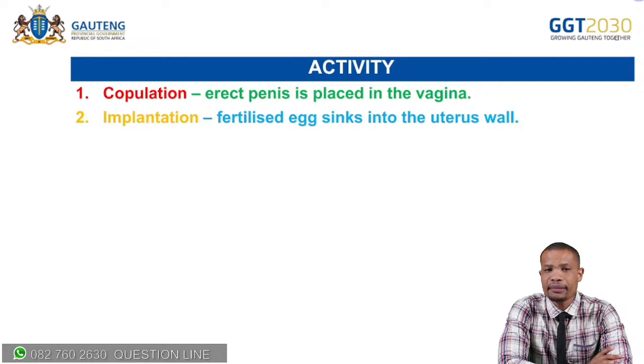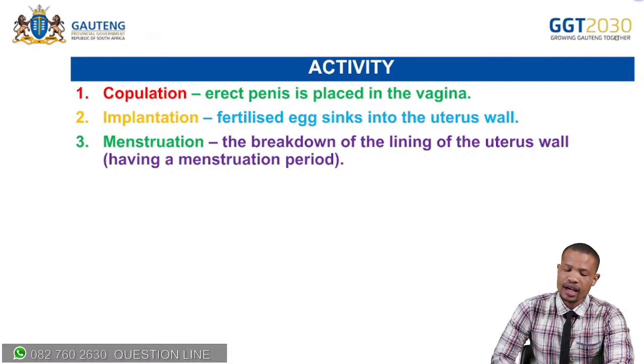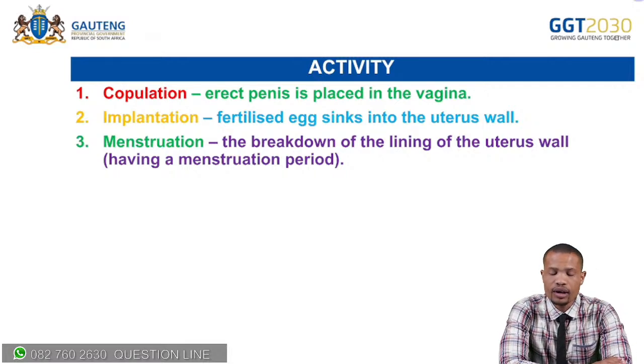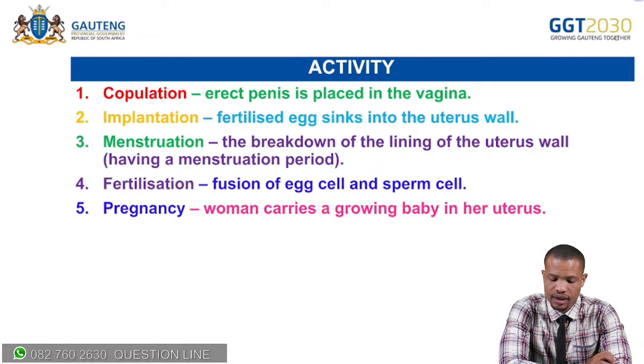The second one is implantation. This is when the fertilized egg sinks into the walls of the uterus. The third one is menstruation, and menstruation is the breakdown of the lining of the uterus wall, or having a menstruation period. Okay. The fourth one is fertilization, which is when an egg fuses with a sperm cell. The fifth one is pregnancy, which is when a woman carries a growing baby in her uterus, and this is usually for 40 weeks.